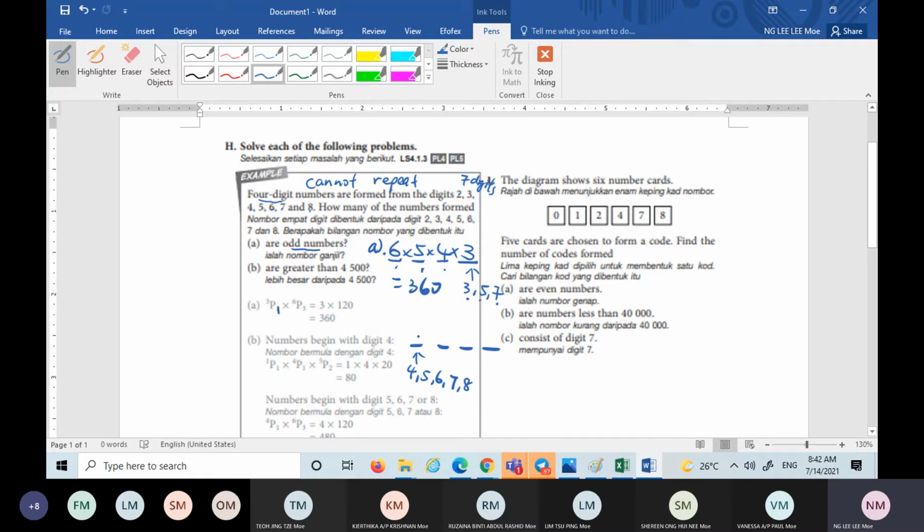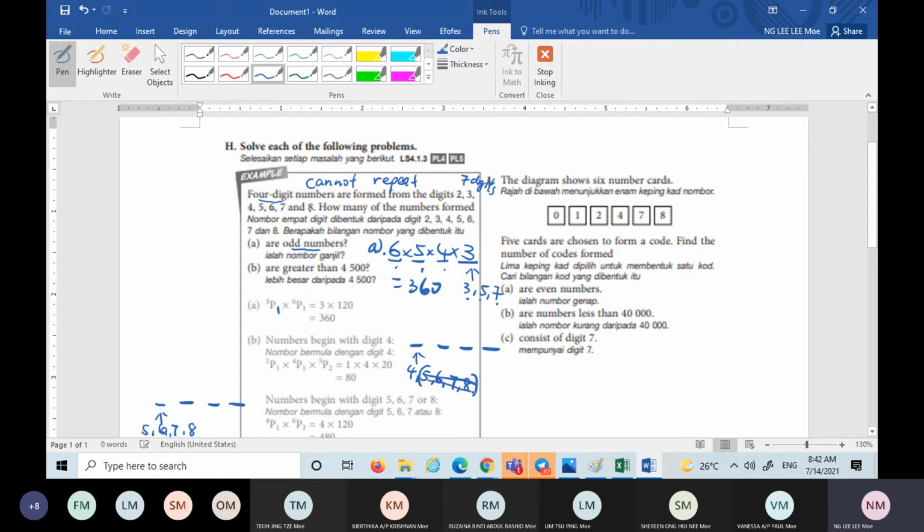Okay, but if you put 4 here, then if this one is 2 or 3, the number is still smaller than 4,500. So you have two different types of conditions here. Let's say this one you put 4. This one I bring to another type of condition. I draw it here, 1, 2, 3, 4. Now this one I can choose from 5, 6, 7, and 8.